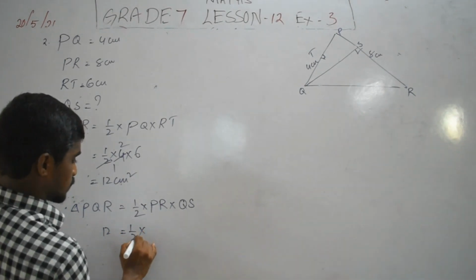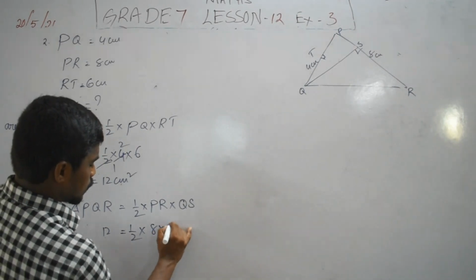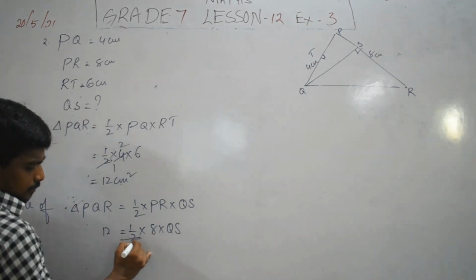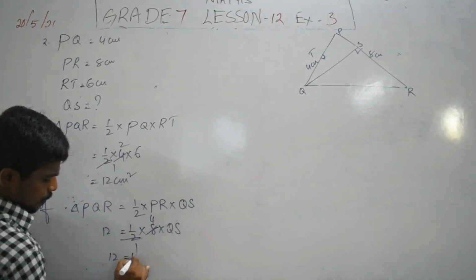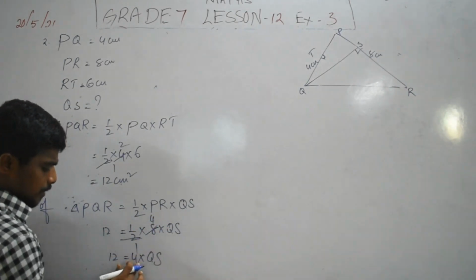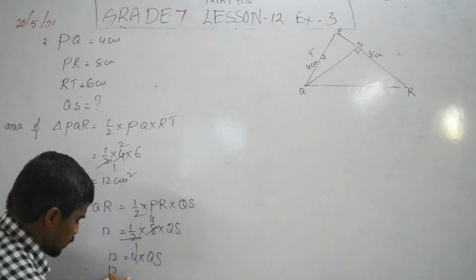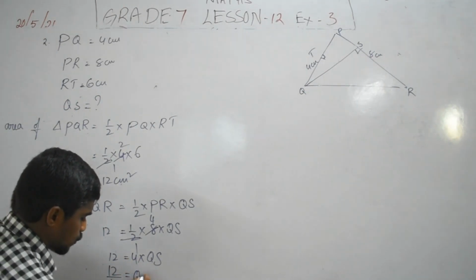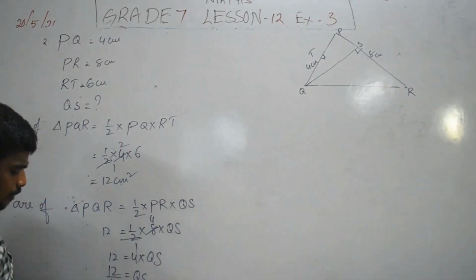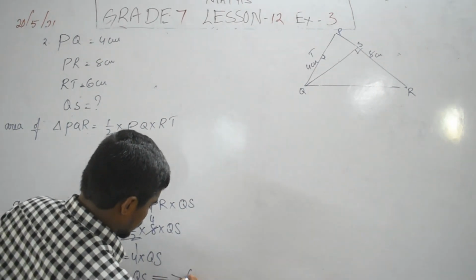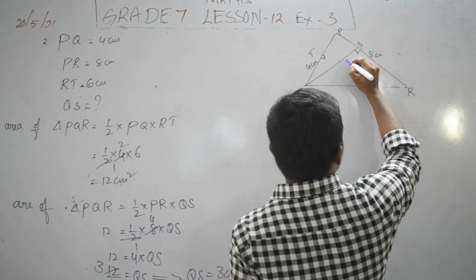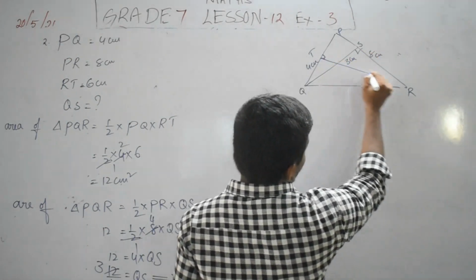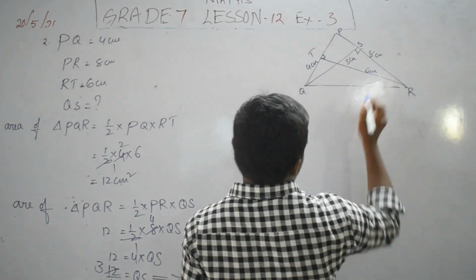1 by 2 times PR 8 times QS, we don't know. So 2 ones are 2, 2 fours are 8... 12 equals 4 times QS. This 4 moving this side, 12 by 4 equals QS. 4 ones are 4, 4 threes are 12. So QS equals 3 centimeters. Now QS how much? 3 centimeters. RT is 6 centimeters.